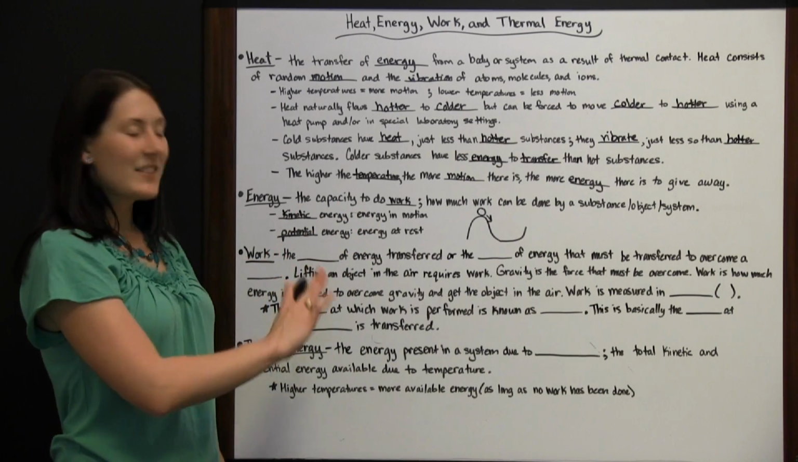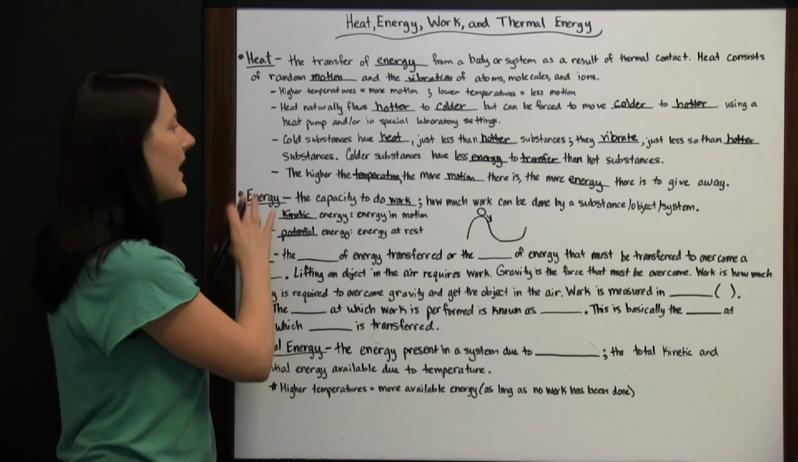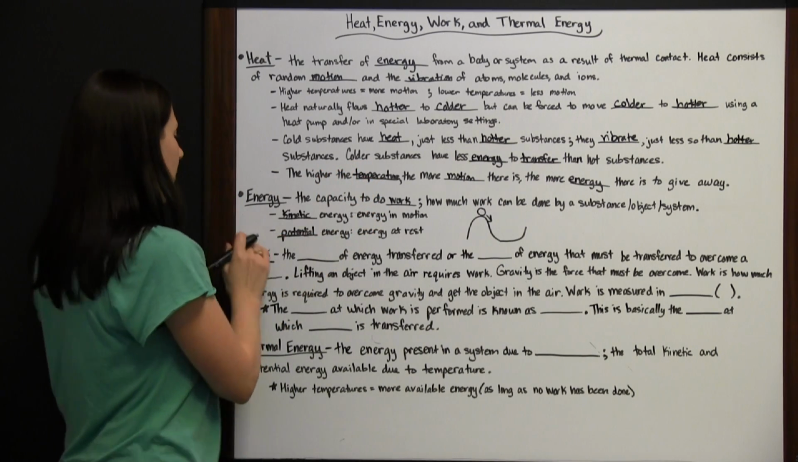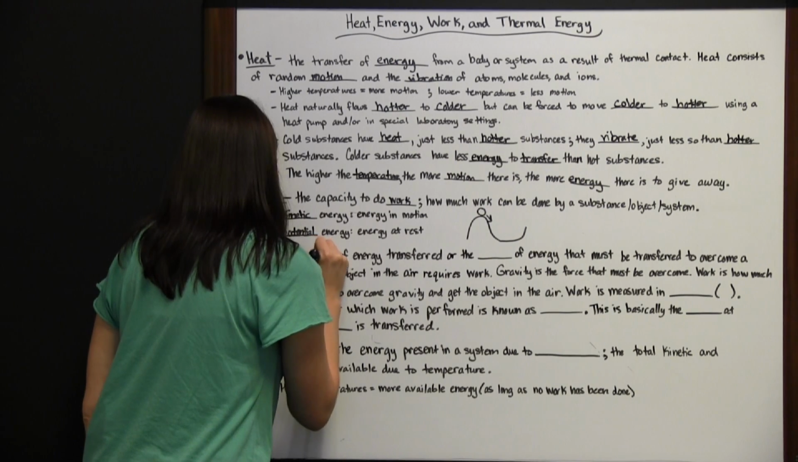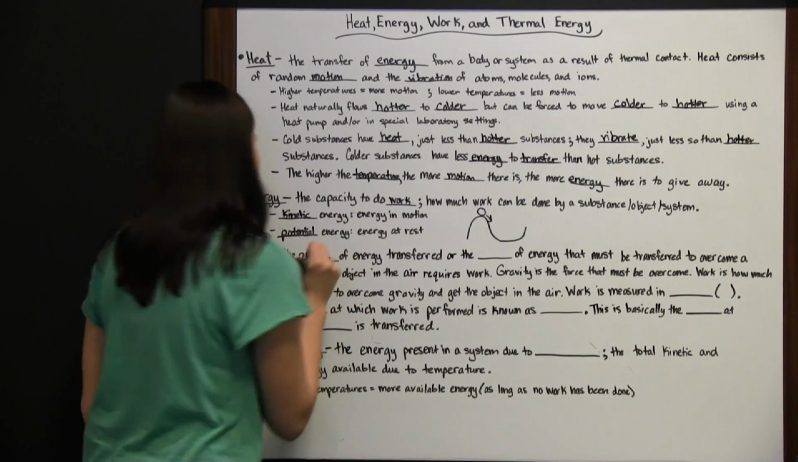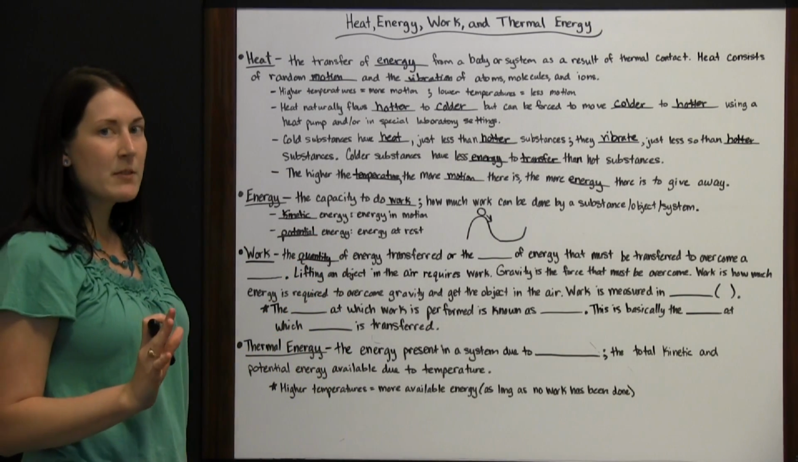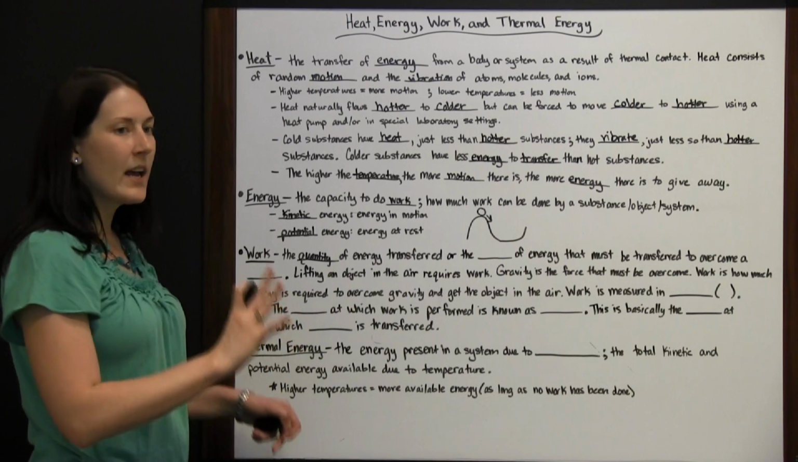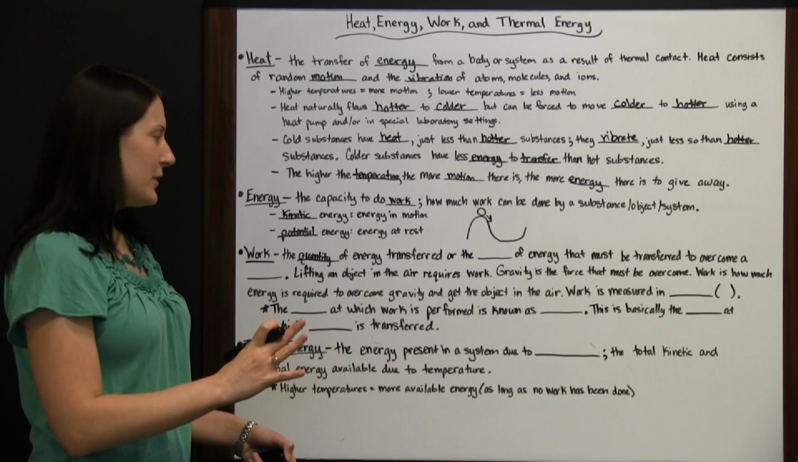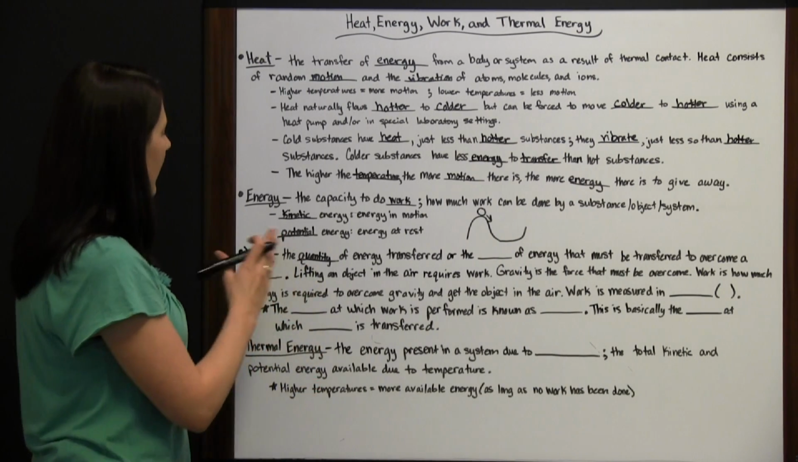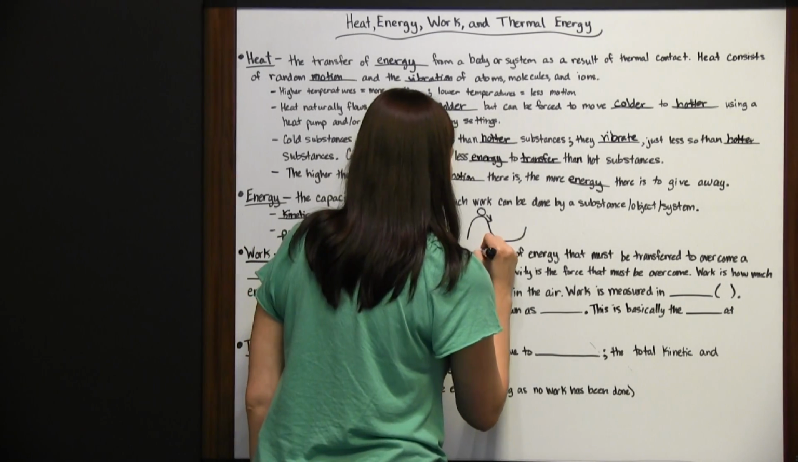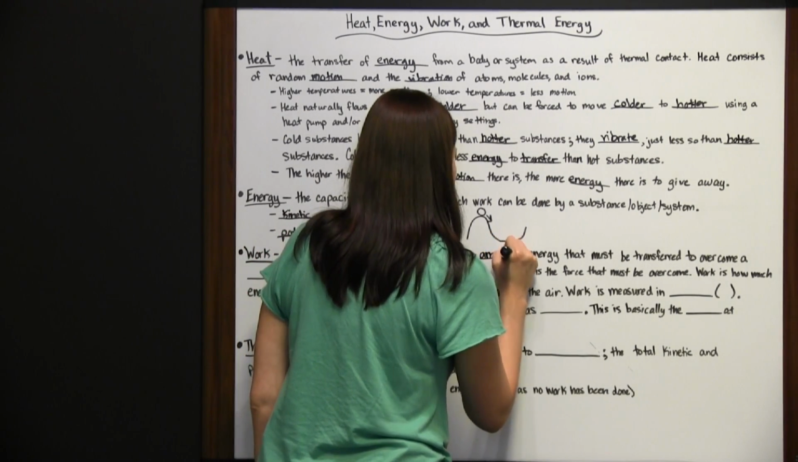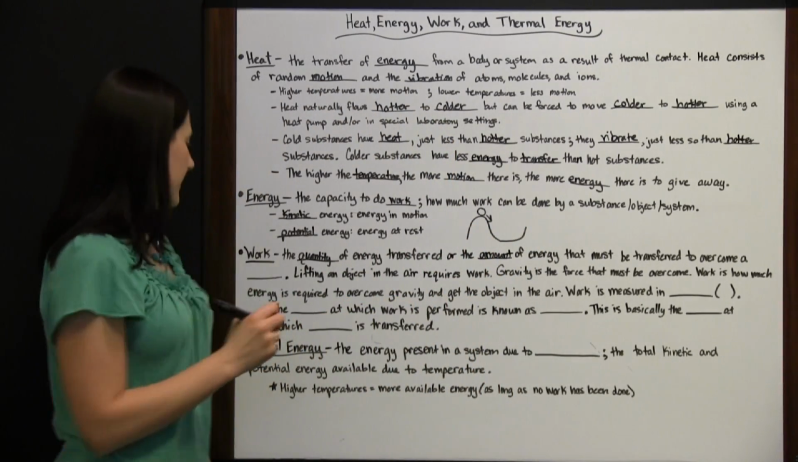Now let's look at work. So energy is how much work can be done. Work is the quantity of energy transferred. So they are very closely related and they can sometimes be confusing, so it's important to try to work out in your mind what the difference between these two are. It's the quantity of energy transferred, or the amount of energy that must be transferred to overcome a force.